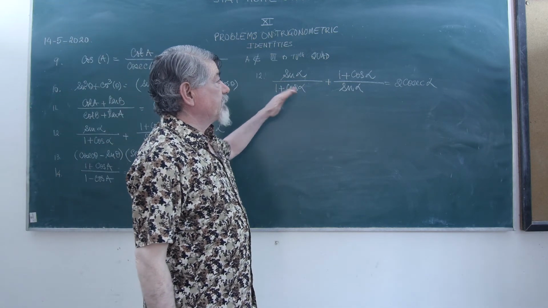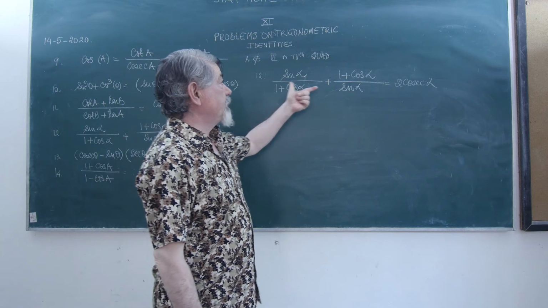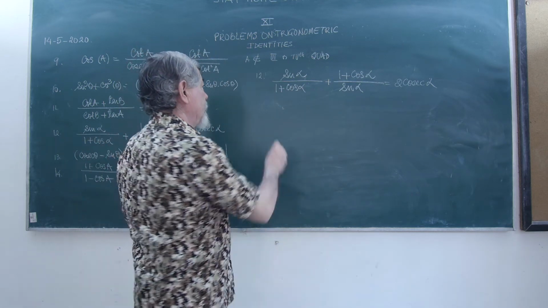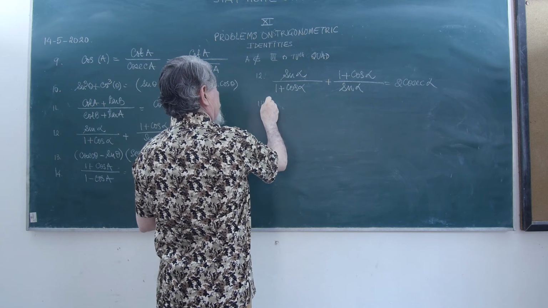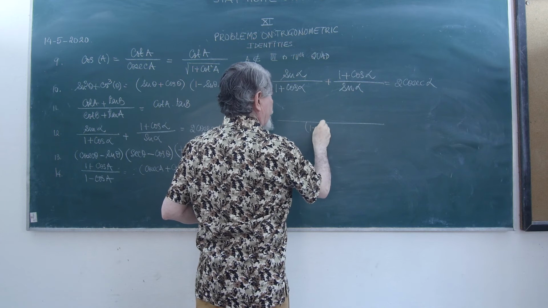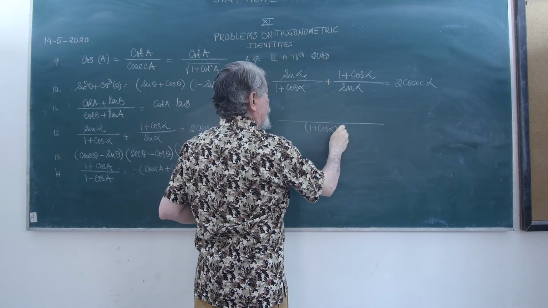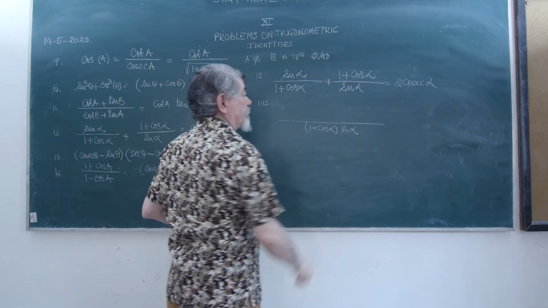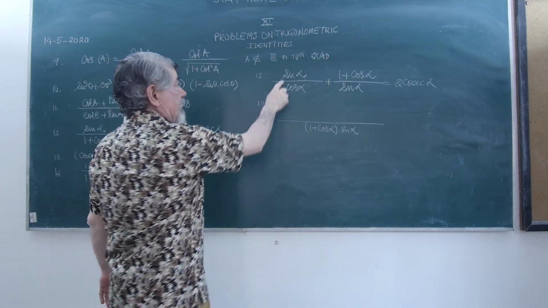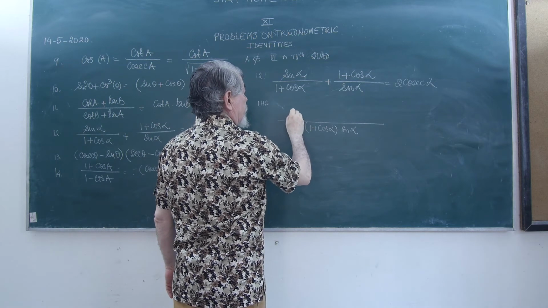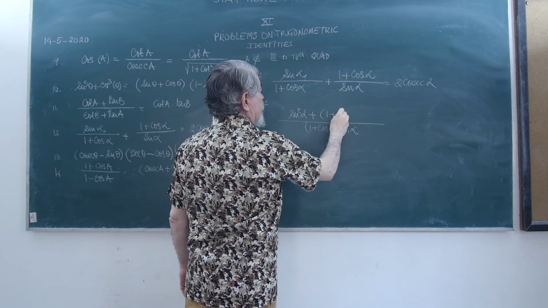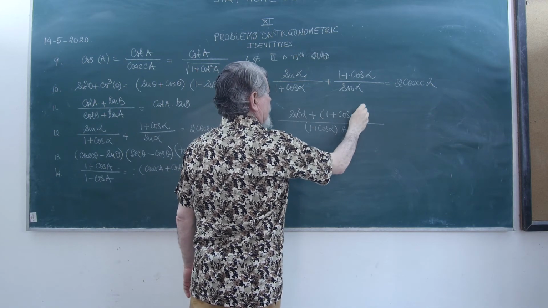Whenever you're given things like this, where two things are added or subtracted, the first thing we should do is take the LCM on the left hand side. There's addition, so let me take the LCM: 1 plus cos alpha into sin alpha. I've taken LCM 1 plus cos alpha into sin alpha. Sin alpha into sin alpha will be sin square alpha plus 1 plus cos alpha whole square.